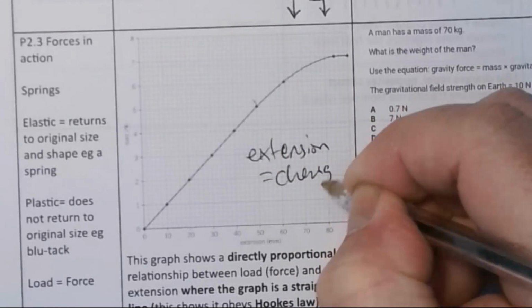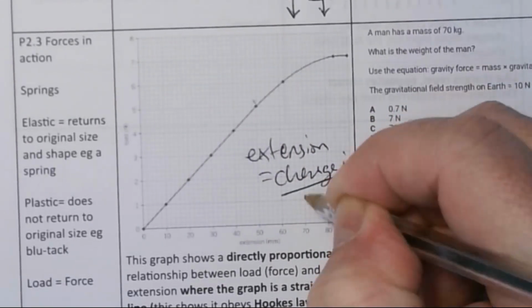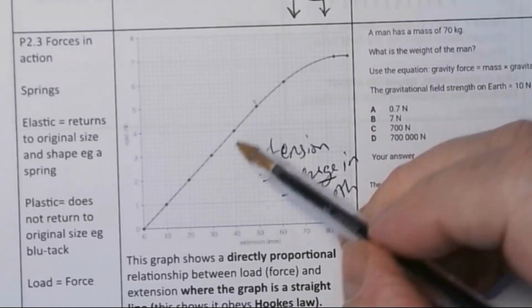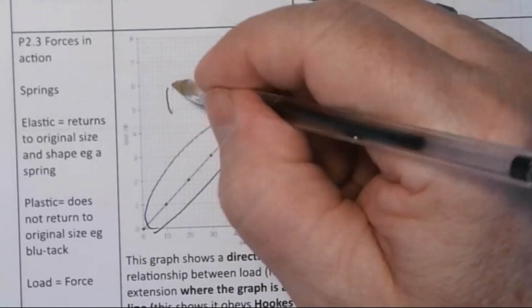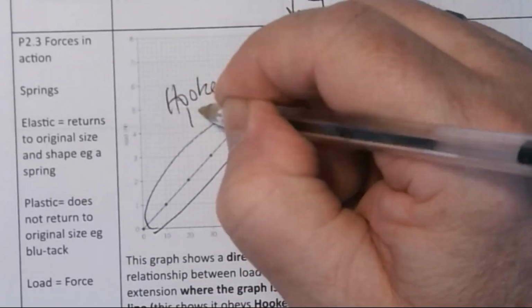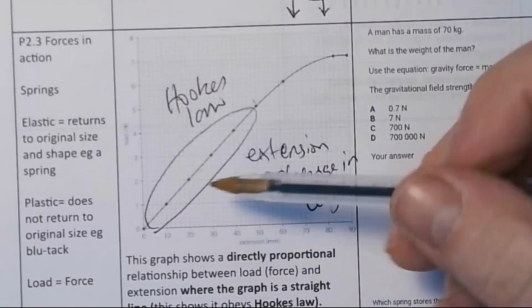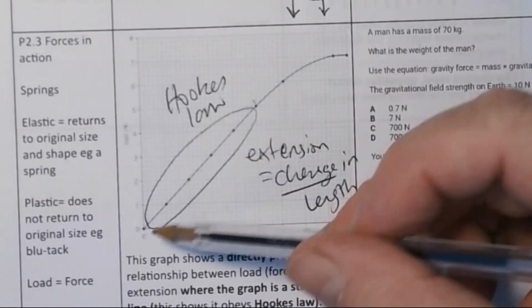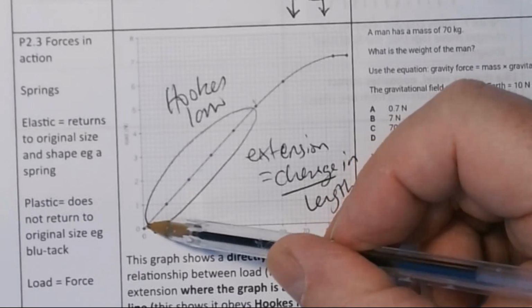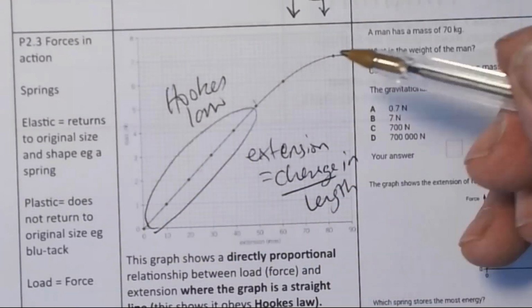The change in length is important. You need to know that if you've got a force extension graph, the straight part of the graph obeys Hooke's law and represents elastic deformation. Okay, elastic means it will return to its original size and shape when the force is removed. Okay, you have to say that.